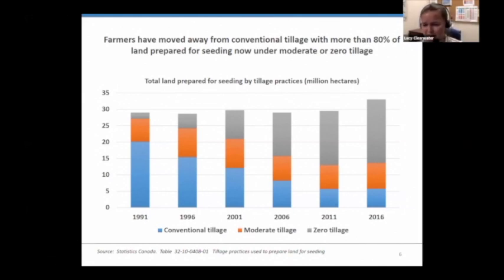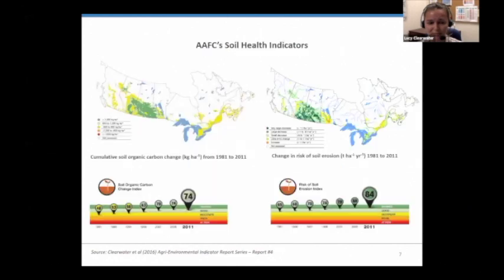And the area under summer fallow reduced from 7.9 million hectares in 1991 to just under 900,000 hectares in 2016. And so this also contributed to some improvements in soil cover. So the next slide shows you the cumulative soil organic carbon change in agriculture. This delta map on the left is showing you organic carbon change, and this map on the right is showing you the change in soil erosion over the same period since 1981 to 2011.